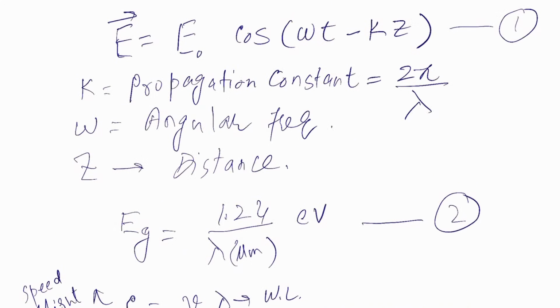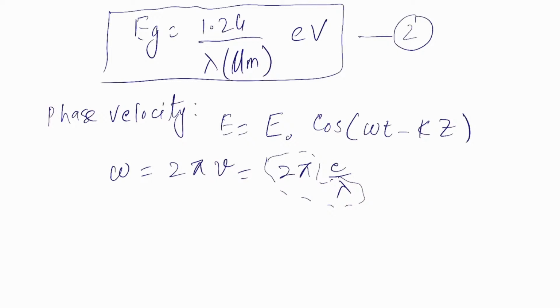what was the expression? So can you see that propagation constant is 2 pi over lambda? Yes. So we know that k is equal to 2 pi over lambda. So we put this here. So omega is equal to c dot k, which means c is equal to omega over k. And this c is your phase velocity.